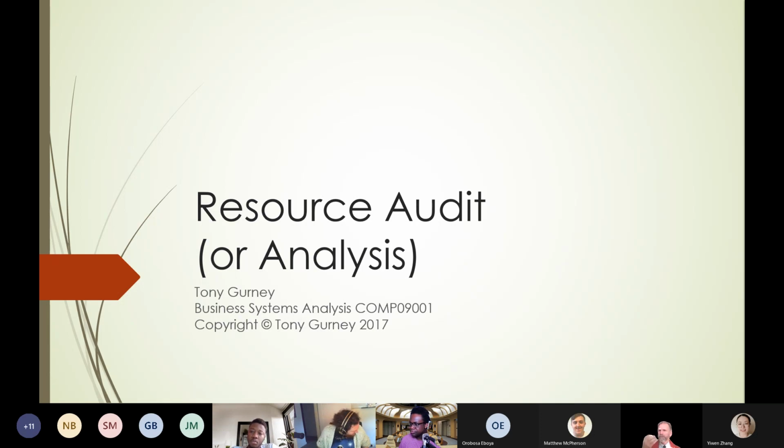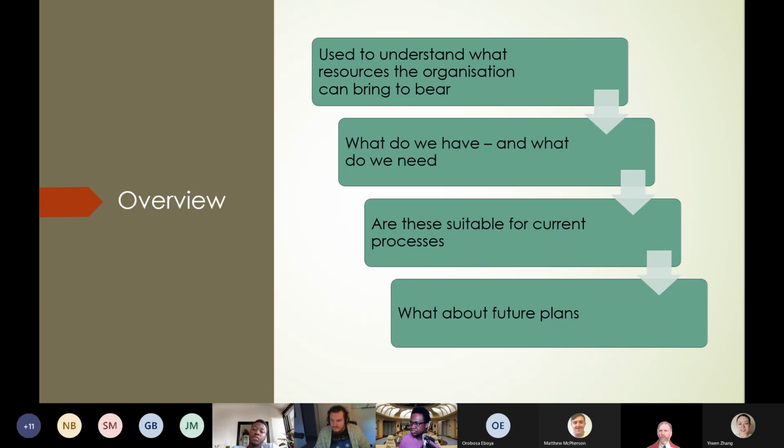It's sometimes called a resource audit, sometimes called a resource analysis. It's the same thing. But we're trying to understand the resources that exist in the organisation, partly so that we can use those resources and partly so that we can identify where we might have to bring in other resource. And if we are going to make changes, do we need different resource? Is some of the resource that we have no longer appropriate? Should it be going? So what do we have? How does that affect our plans now and in the future? And is there a gap there?